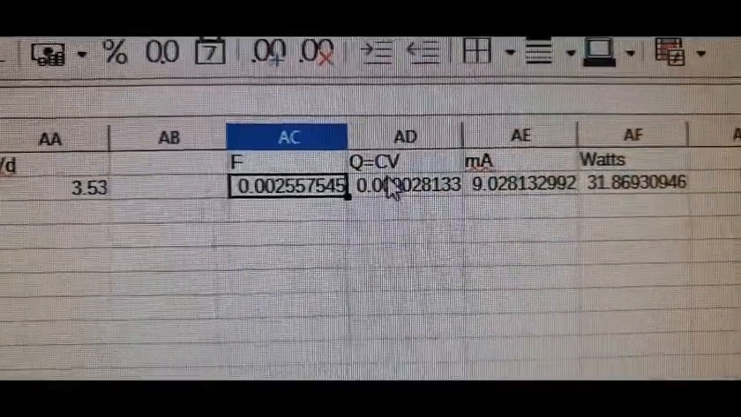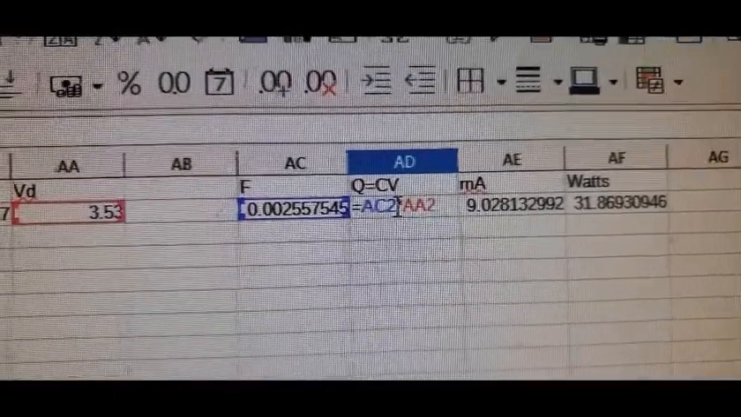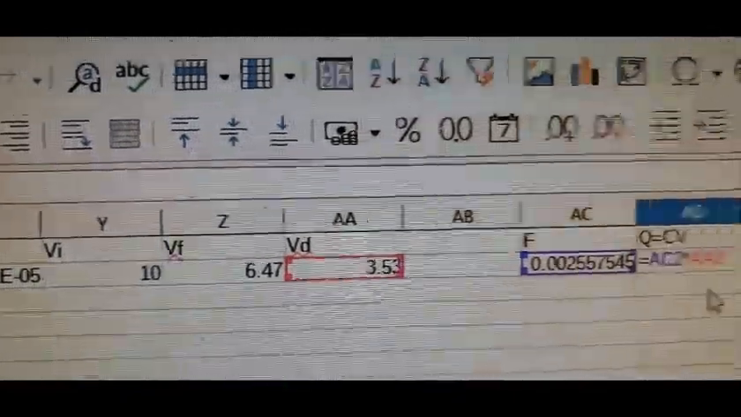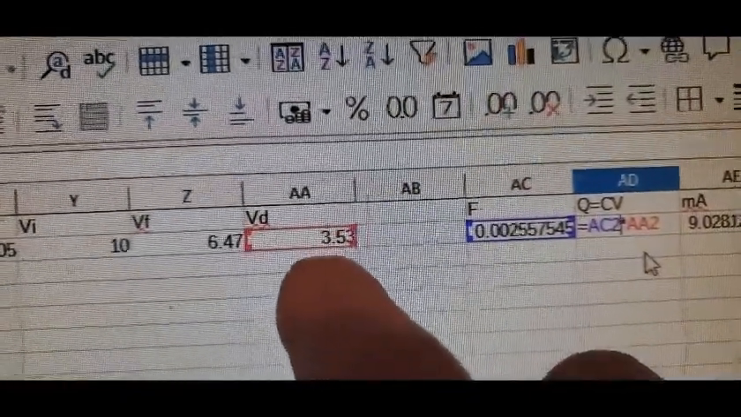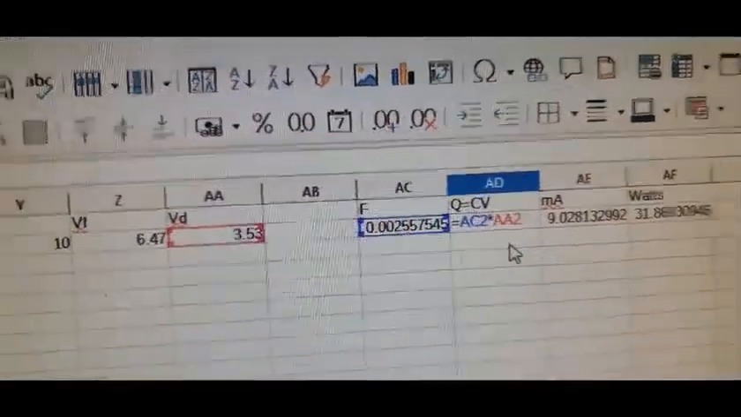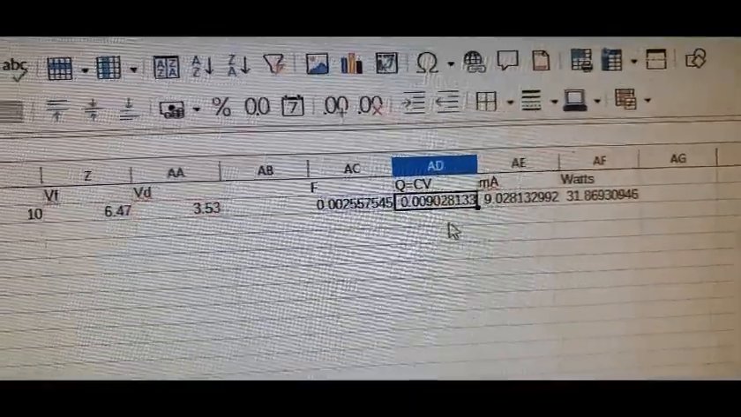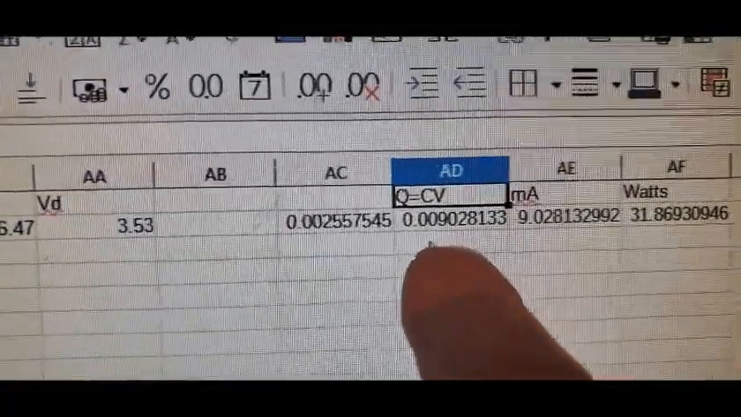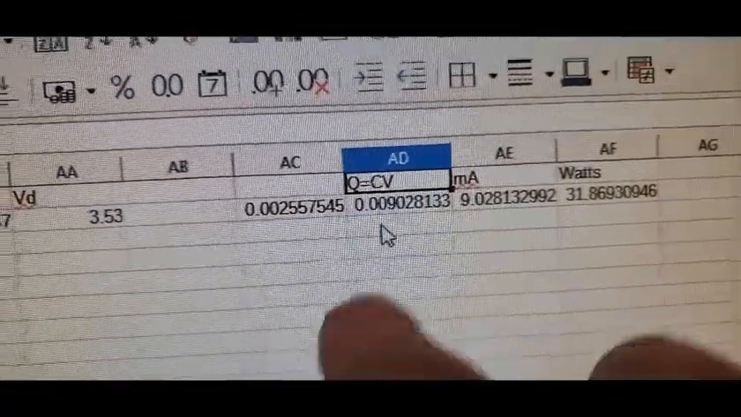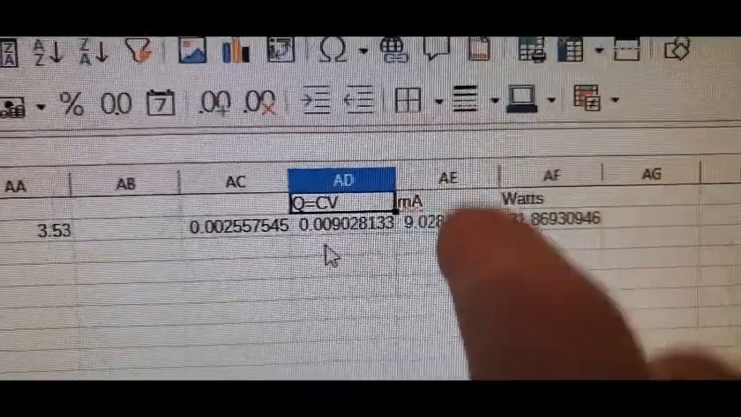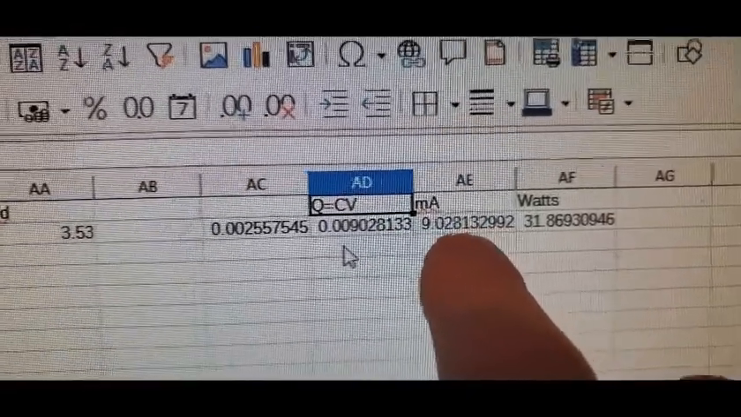And then what the heck did I do here? That is your voltage that you need to recharge it, 3.53 times that capacitance. So now we know coulombs. And because amps are coulombs per second, so that many coulombs went into the cap per second. So it's that many amps. So we take that and we times it by 1,000, and at last we have our milliamp draw.